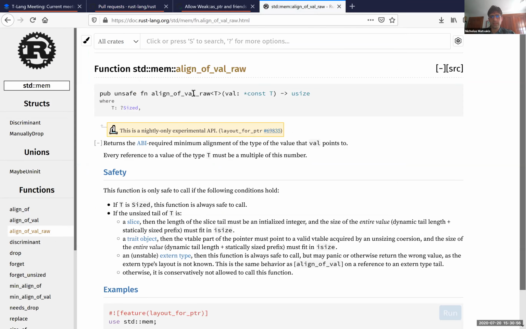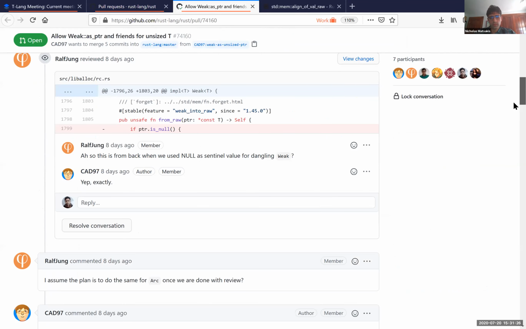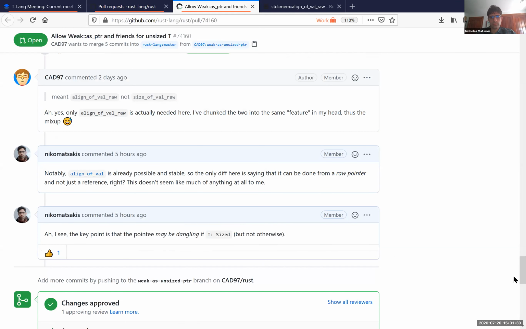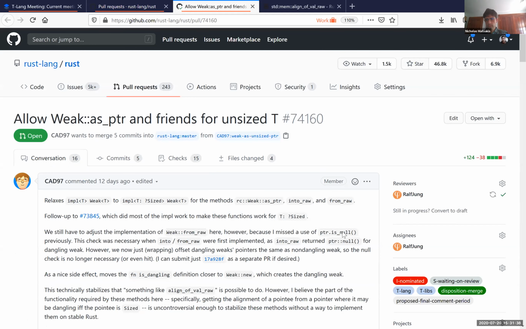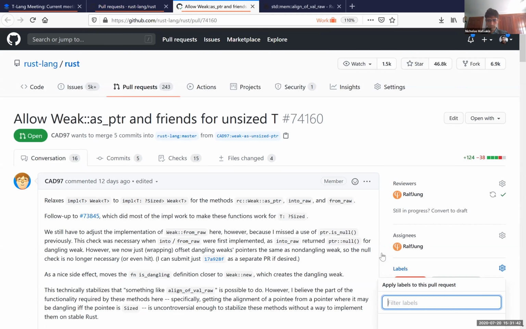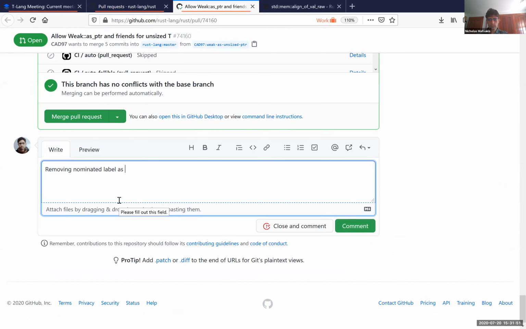What it does in particular is it gets the alignment, given a raw pointer, of the value that that pointer references. But if T is sized, then the pointer can be dangling, but otherwise it cannot because you have to read the metadata. I guess that's something you couldn't implement without specialization. So they wanted to make us aware. So it would be like an intrinsic, I guess. Any thoughts? Otherwise, people can check their boxes as they see fit. Okay.